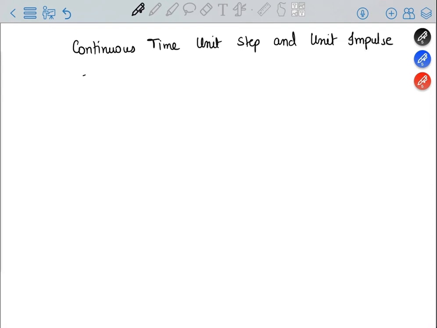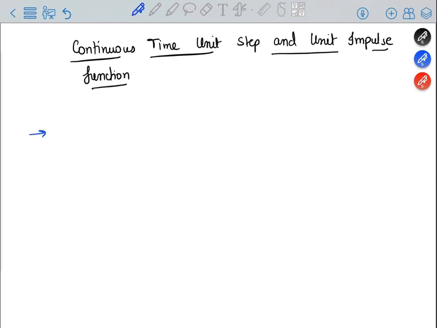Hello everyone, so in this video we are going to discuss continuous time unit step and unit impulse function. In the previous video we have already discussed the discrete time unit step and unit impulse function. In this video we are going to discuss the continuous time case.